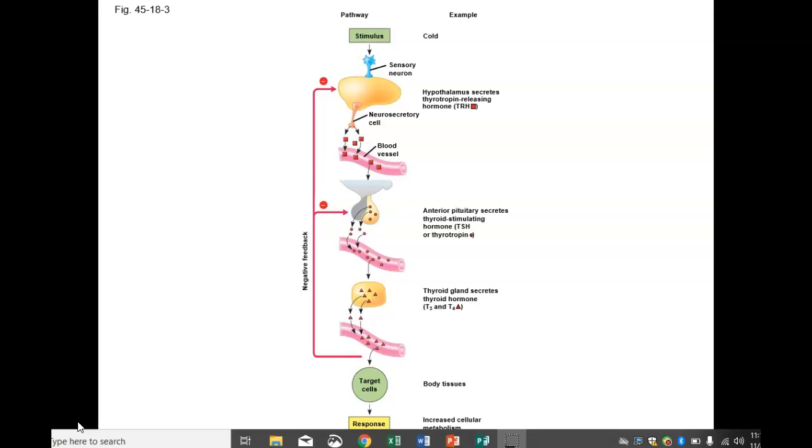Those two processes are going to allow you to have enough energy for your muscles to continue to shiver. And then you're going to be able to develop the friction that is going to warm up your body. Once your body is warm, the sensory neuron is no longer going to be getting the cold stimulus. And so the hypothalamus and the anterior pituitary are going to stop releasing their hormones.